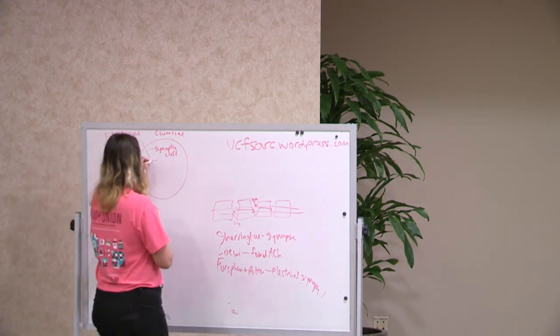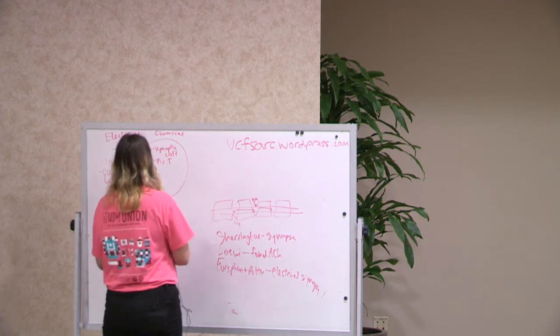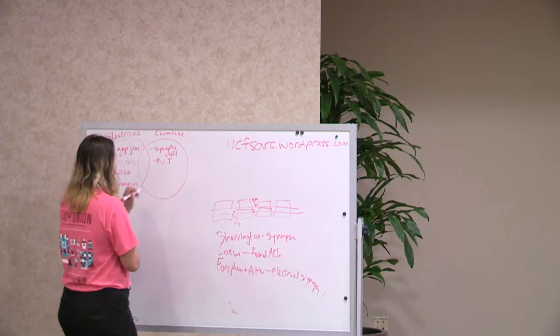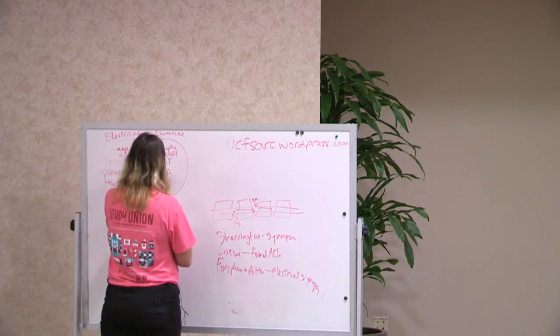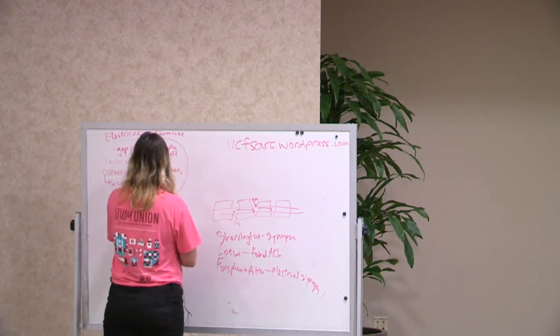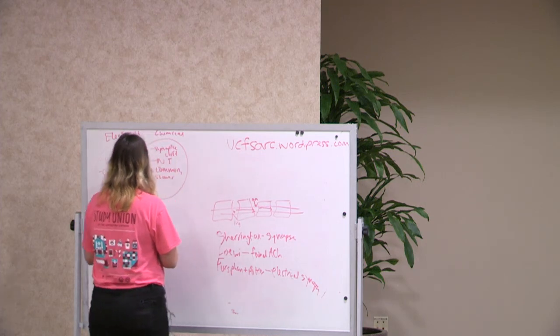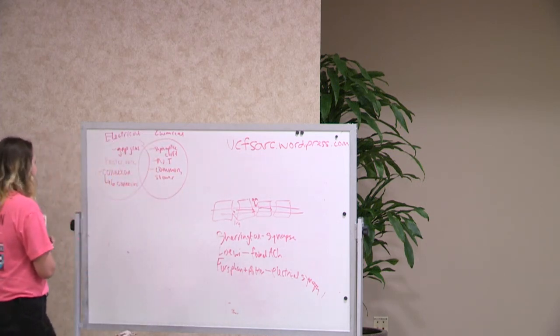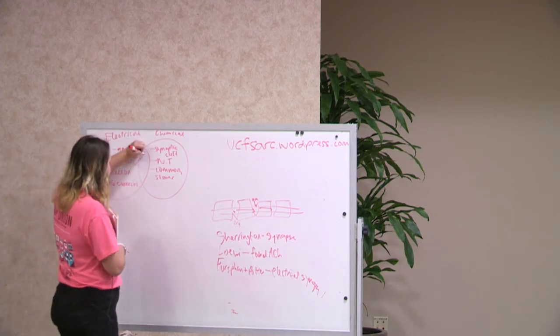Chemical uses neurotransmitters. It's more common and a little bit slower. And they both are used to communicate.